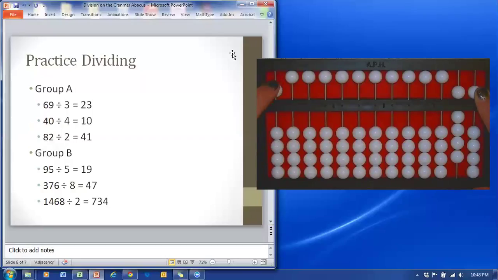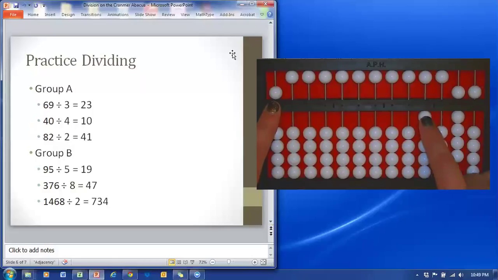5 is my divisor all the way on the left. Now in group B, when we do our subtraction, we're actually going to have some beads left. So first of all, I take 5 into 9, goes 1 time. So we're going to move over 2 columns to the left and place that 1. 1 times 5 is 5. So we're going to subtract off that 0, 5, and I'm just going to move that 5 bead up.